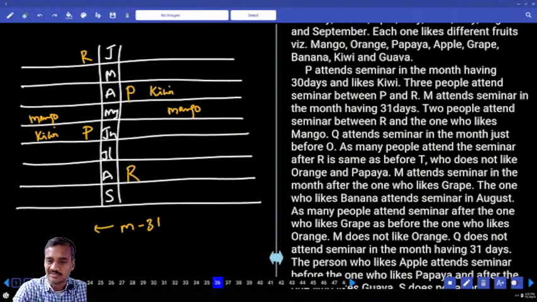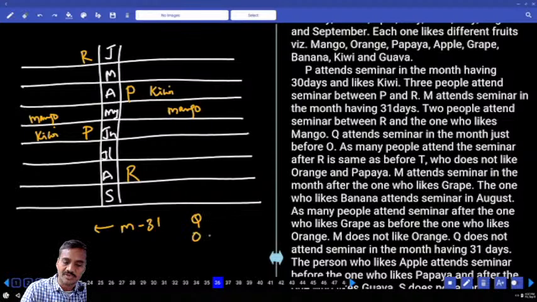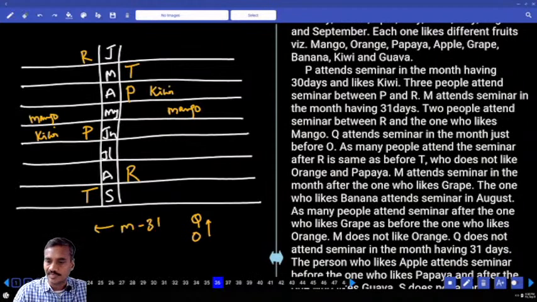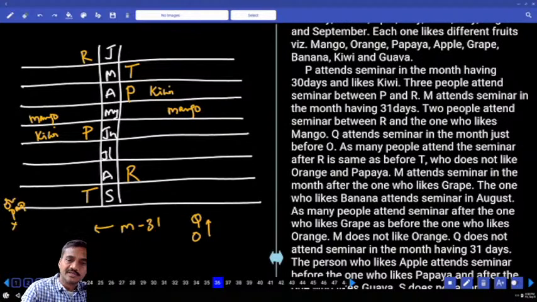And Q attends the seminar in the month just before O. Now Q is just before O and Q must be like this. And as many people after R, same before T. After R, same before T. And T does not like orange and papaya. T, orange and papaya is ruled out.